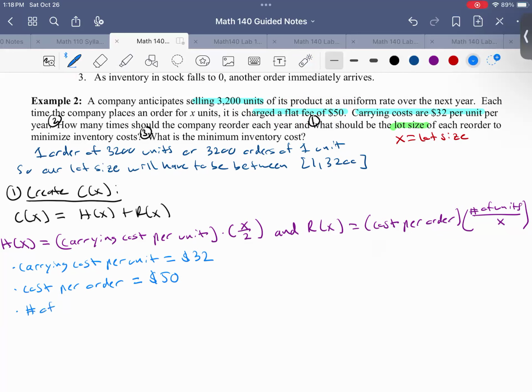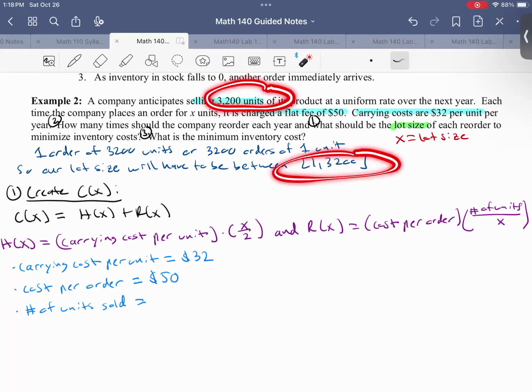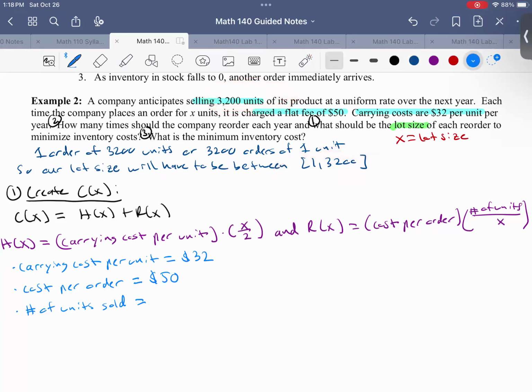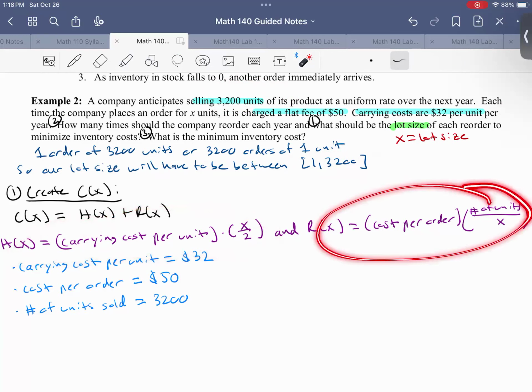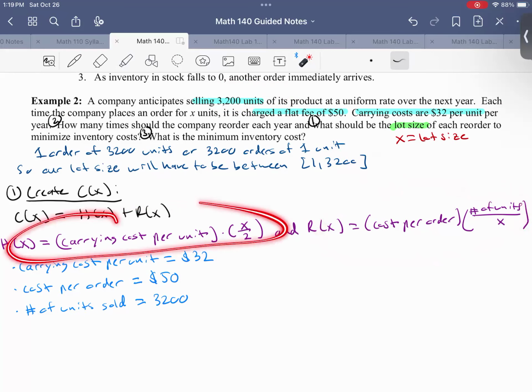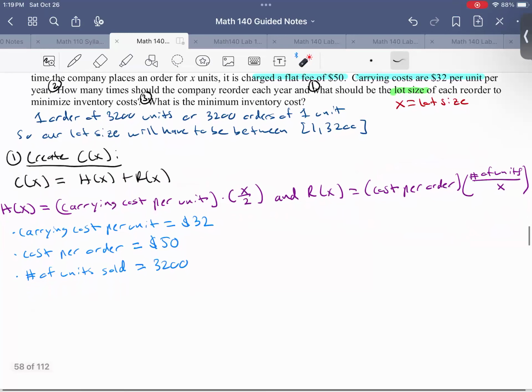Number of units sold in this year is just this 3,200 units that were restricted in between here, 1 and 3,200 units. So that's just 3,200. Now I have everything I need to fill out these reordering costs and the carrying costs to build our inventory cost function.